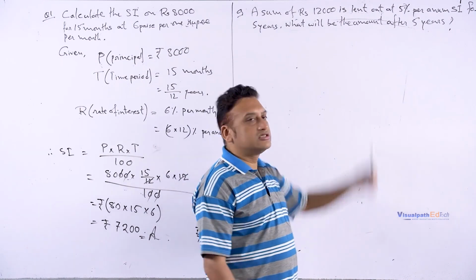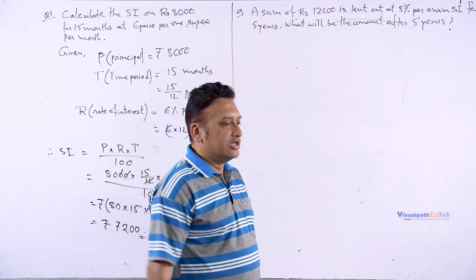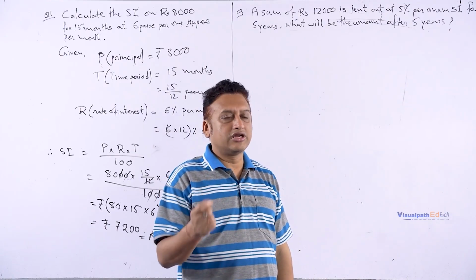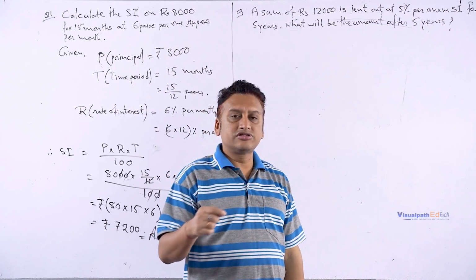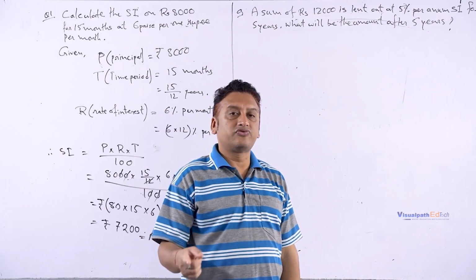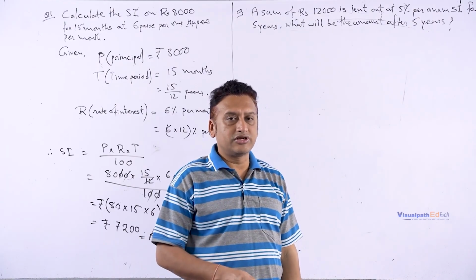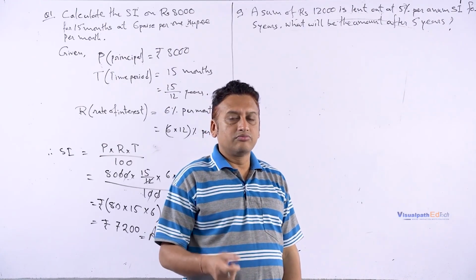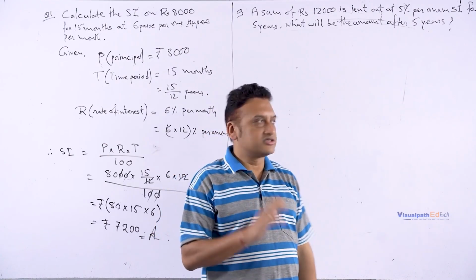So, this question is about calculating amount. Now, if we recall the relation of amount, principal and interest, it says amount is equal to principal plus interest. So, first we need to calculate what is the simple interest. After that only we can find out what is amount by adding the simple interest with the principal.